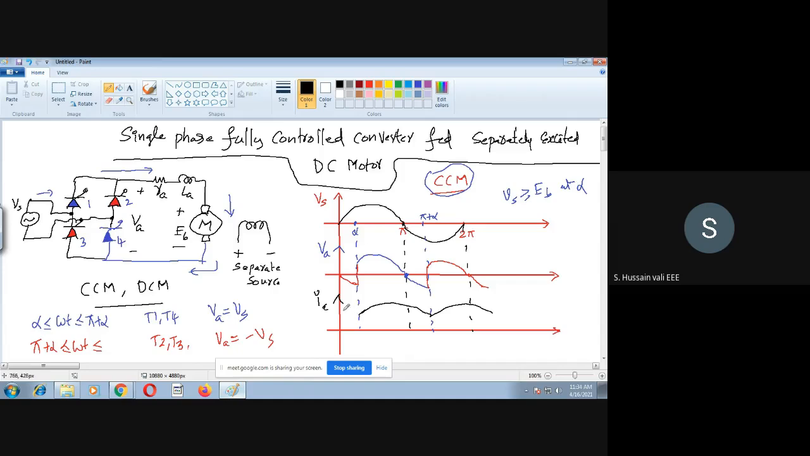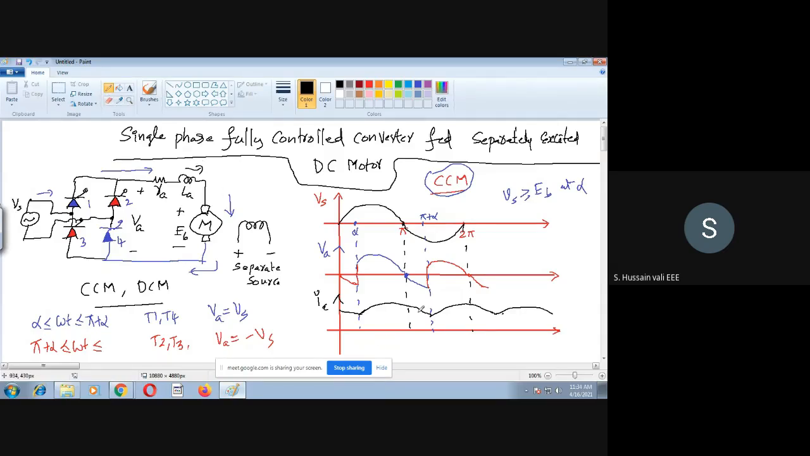Now you see here, the current never becomes zero. It is always above the x-axis because it's a continuous conduction. So IA is never zero, because IA is the current in the inductor, or you can say the current in the armature. So that is always there.